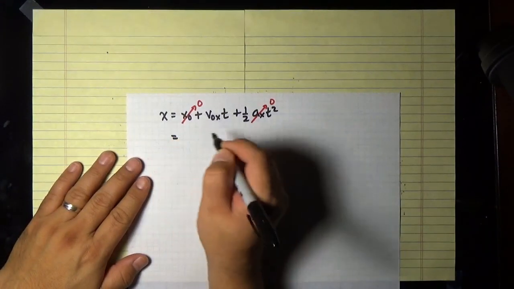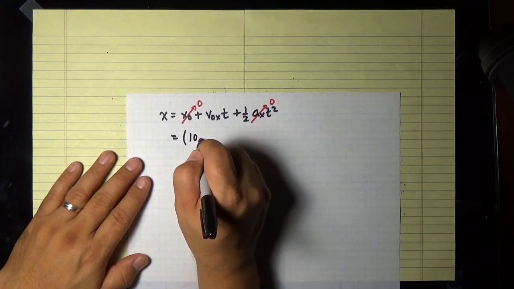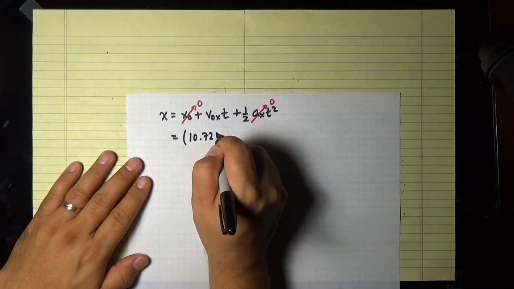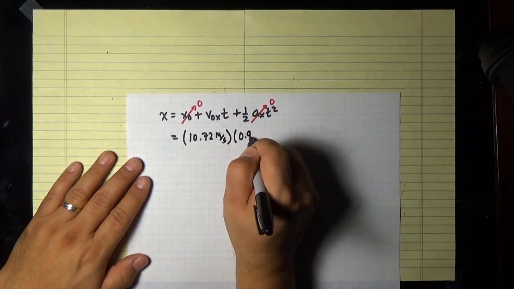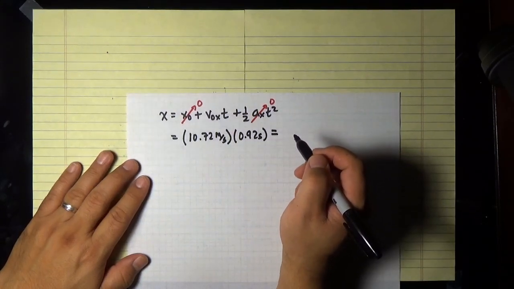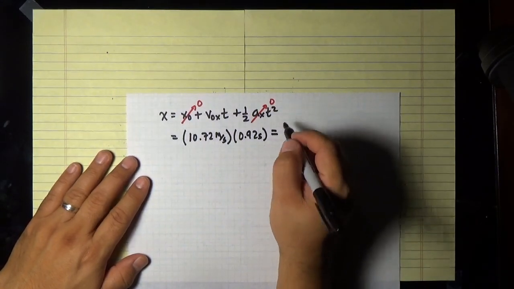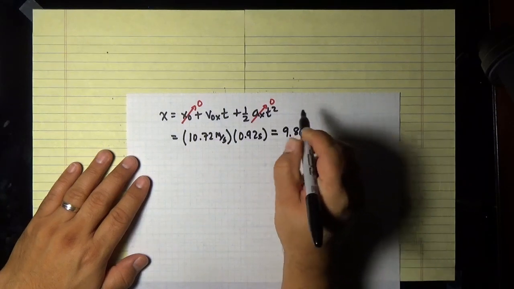If I put in the numbers, my initial speed in the x direction, as we found, was 10.72 meters per second. If I multiply that by 0.92 seconds, I get that the x range just in this part 1 phase is 9.86 meters.